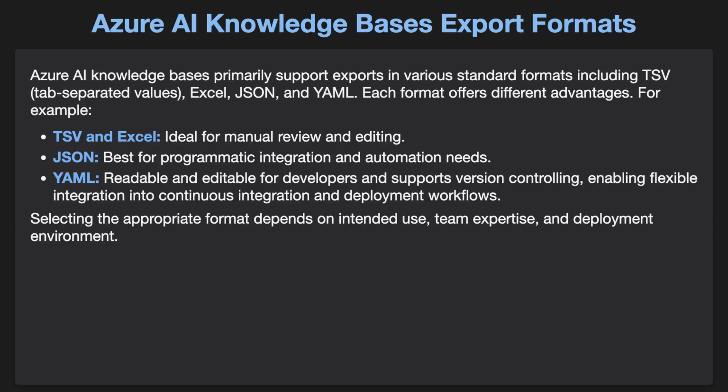Azure AI knowledge bases primarily support exports in various standard formats, including TSV, tab-separated values, Excel, JSON, and YAML. Each format offers different advantages. For example, TSV and Excel are ideal for manual review and editing. JSON is best for programmatic integration and automation needs. YAML is readable and editable for developers and supports version controlling, enabling flexible integration into continuous integration and deployment workflows. Selecting the appropriate format depends on intended use, team expertise, and deployment environment.